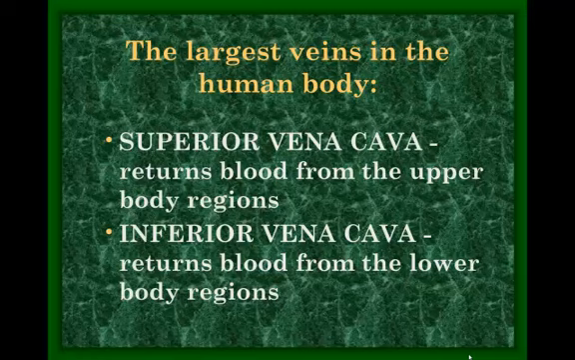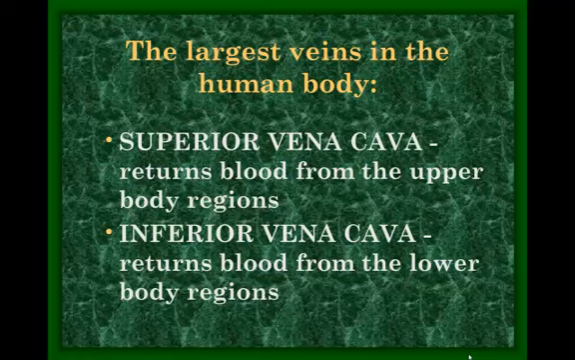And you need to know the largest veins in the human body are the superior vena cava and the inferior vena cava. And you need to know where they are returning blood from the body to the heart. Remember, the veins carry blood to the heart. And so the superior, it's not called that because it's better. It's called that because it's above. And it is actually returning blood from the upper part of our body, so from our arms and our shoulders, our neck and head area. That blood's going to return to our heart through the superior vena cava.